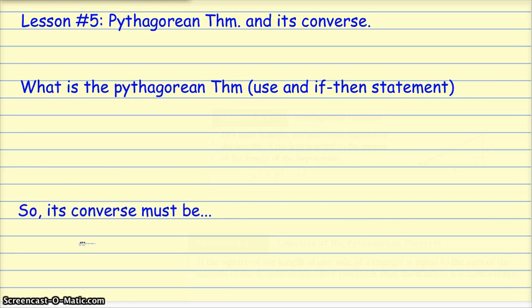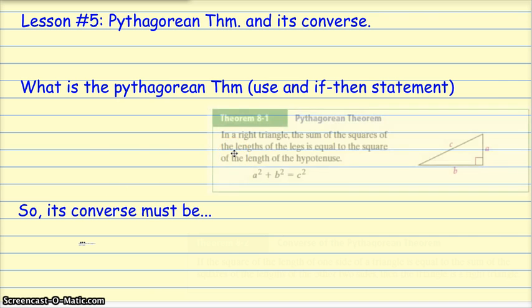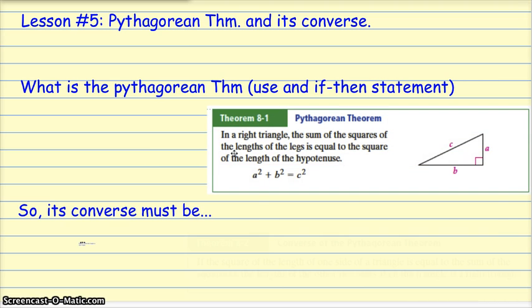Unit 4, Lesson 5, Pythagorean Theorem and its converse. What is the Pythagorean Theorem? The Pythagorean Theorem says, in a right triangle, the sum of the squares of the legs is equal to the square of the length of the hypotenuse. What the heck does that mean?